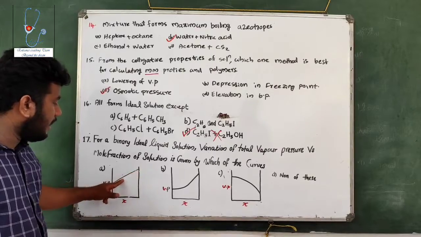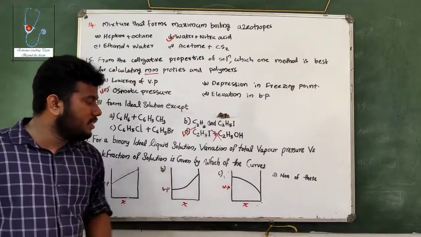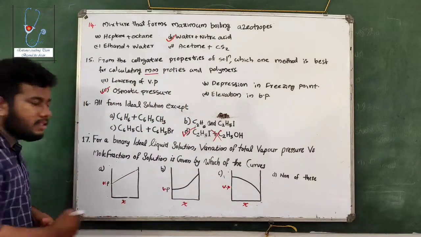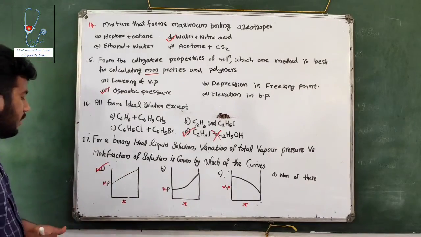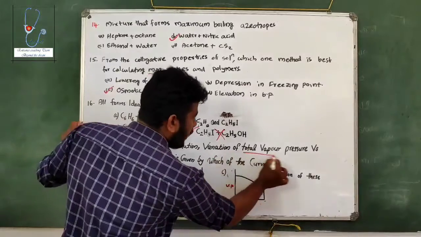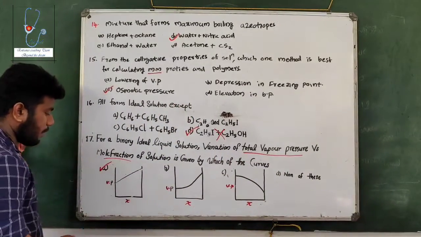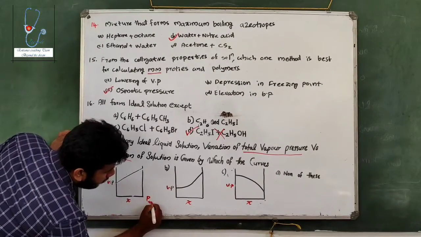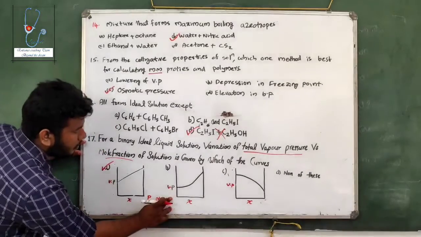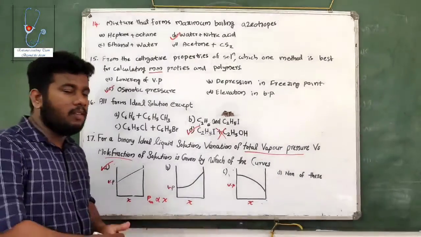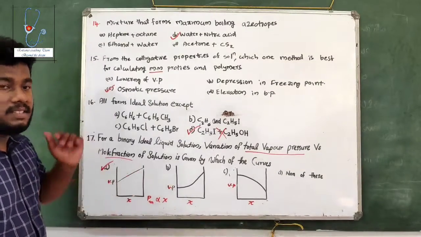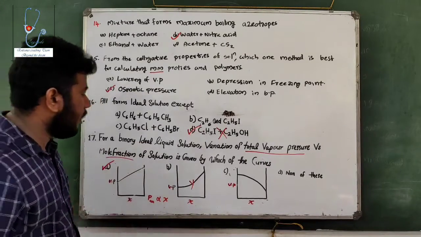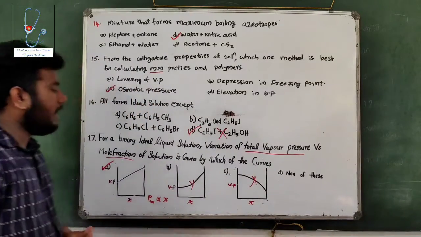Curve A is a straight line, option B is not a straight line, and option C is not a straight line. Option D is none of these. So option A is the correct answer. In this graph we have total vapor pressure versus mole fraction, and we have the relation P total is proportional to mole fraction. So we must get a straight line. Option B is not a straight line, so this is not an ideal solution's graph. Option C is also not an ideal solution's graph.